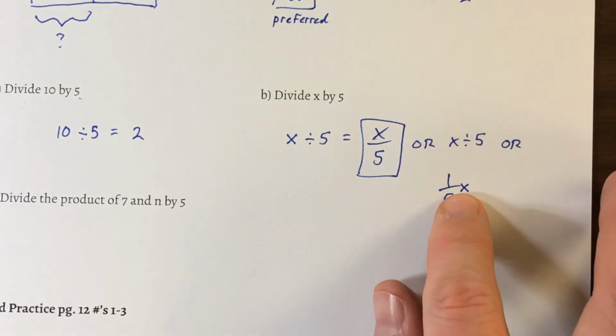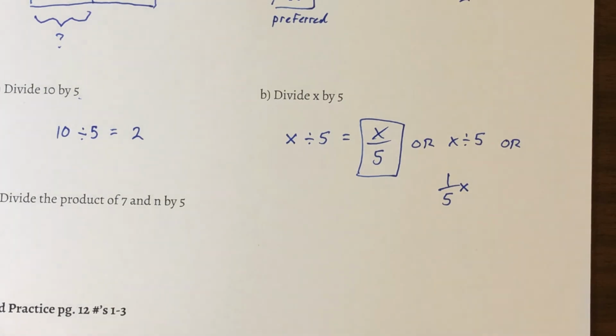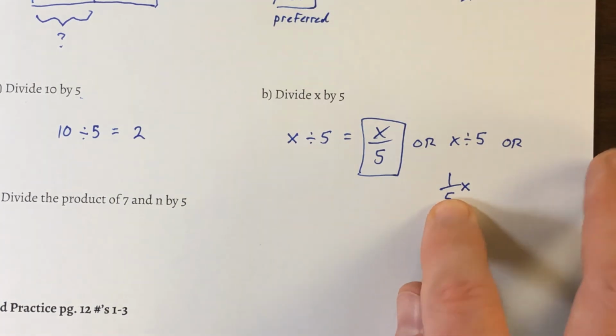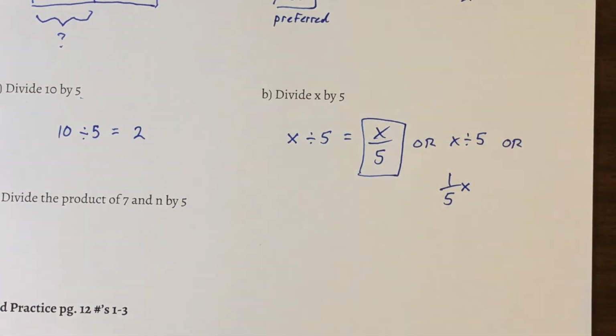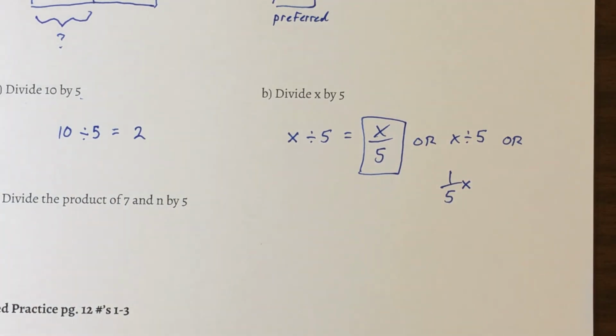Again, multiplying by a fraction is the same thing as dividing. If I multiply by 1/2, that's the same thing as dividing by 2. If I multiply by 1/5, that's the same thing as dividing by 5. That's why those two are the same. All right, last example.